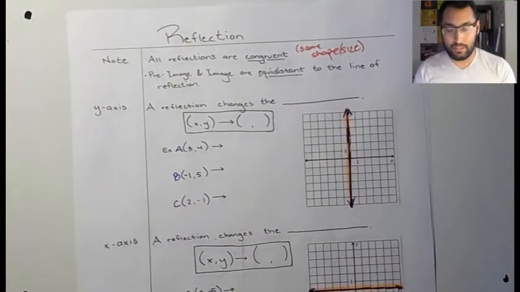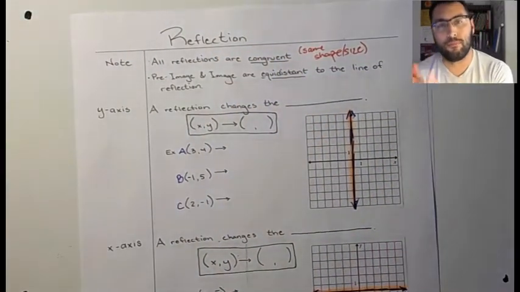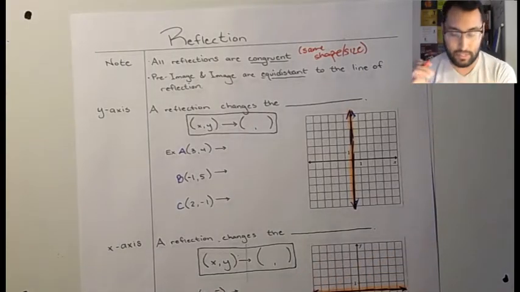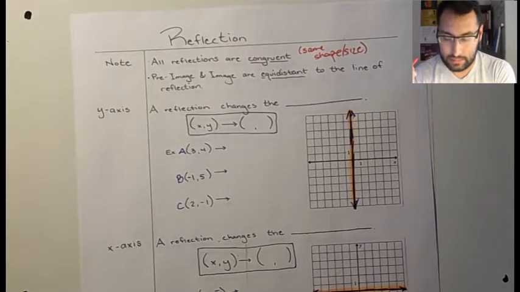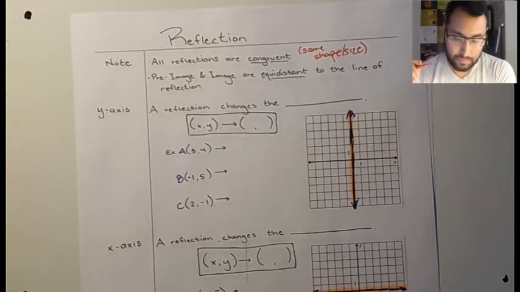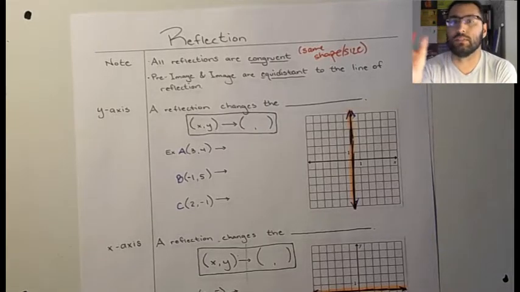And also the pre-image and image. Pre-image is before you reflect it, image is after you reflect it. They're going to be what we call equidistant to the line of reflection. So they're going to be the same distance away.